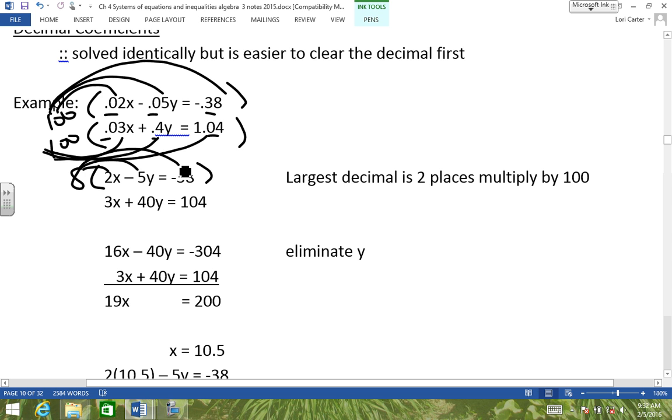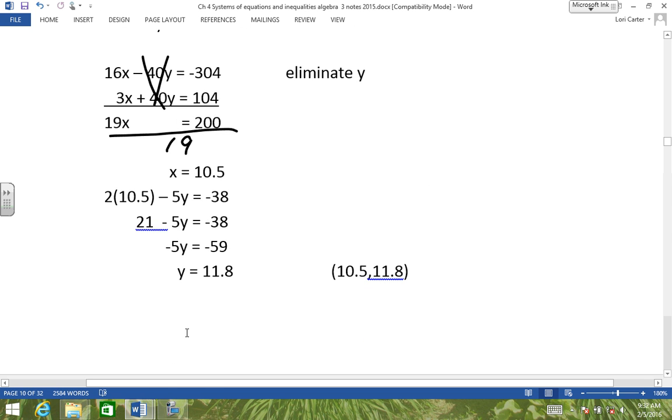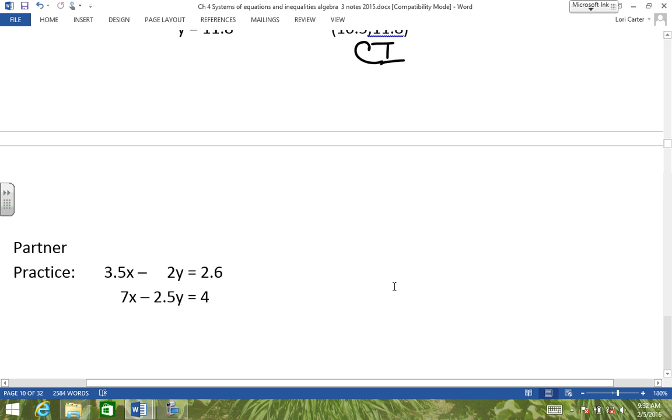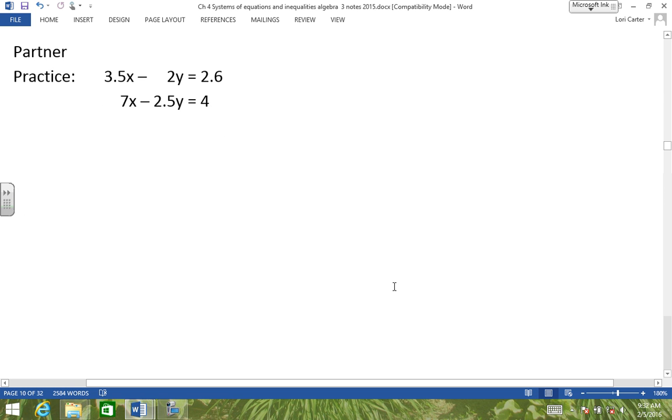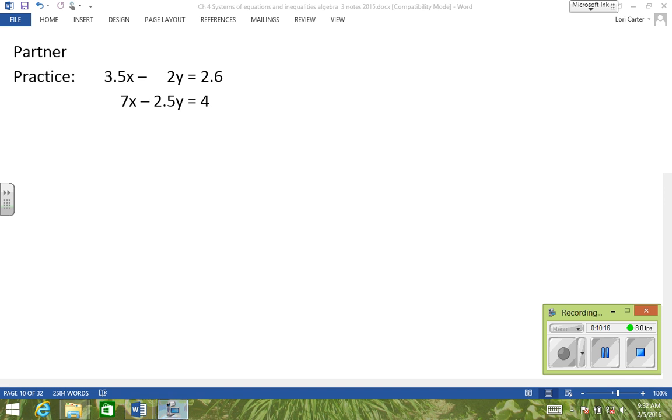Write down the other one. Y's cancel. 10.5, plug it in, and you've got your Y. Another point, what kind of lines? Consistent independent. Why do I see CI? Because if they're not CI, you don't have any work to do. Did you learn anything else? Go.